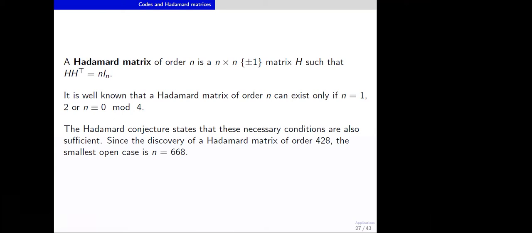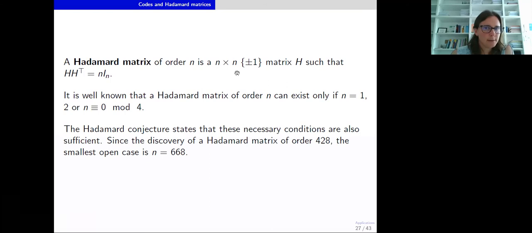A Hadamard matrix of order n is an n times n plus-minus 1 matrix with the property that if you multiply H with H transpose, you will have n times the identity matrix of order n. They are very, very famous matrices, and it is very well known that a Hadamard matrix of order n can exist only if n is equal to 1, 2, or congruent with 0 modulo 4. And the Hadamard conjecture states that these necessary conditions are also sufficient, but since the discovery of a Hadamard matrix of order 428, the smallest open case is n equal to 668.